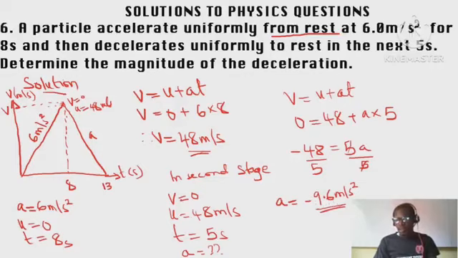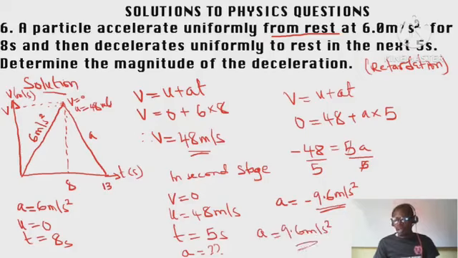Now, if the question says retardation, for retardation we are going to write it as just a. Retardation negates the negative. So it's going to be a equals, or retardation equals, 9.6 meters per second square. So that's the difference between calculating retardation and calculating deceleration. Deceleration means you are going to indicate your negative, and that is how we calculate it.